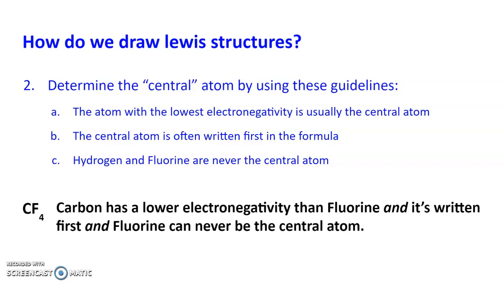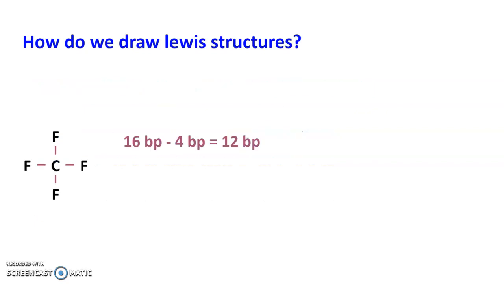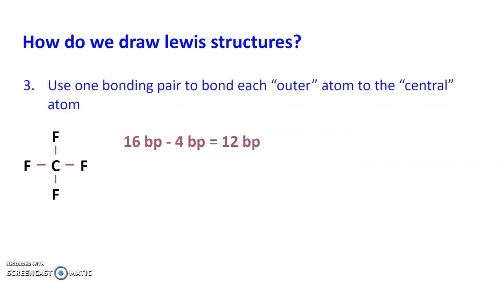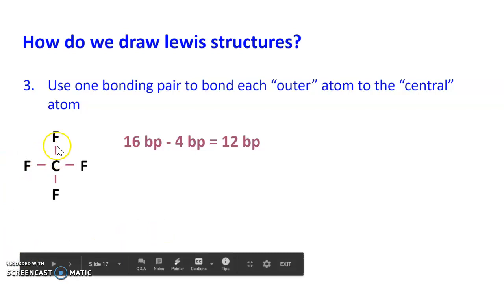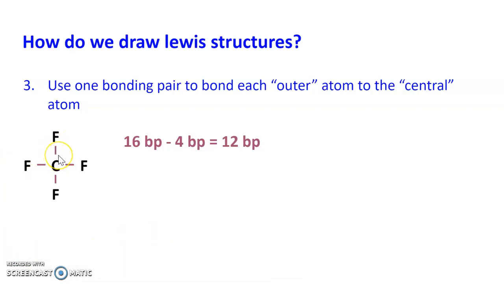Therefore, carbon must be the central atom. So now that we know our central atom, we can move on to the next step, which is to start to build this thing. So we're going to use one bonding pair to bond each outer atom to the central atom. Now recall that a line represents a bonding pair. So this line stands for 2 electrons. You could draw 2 dots, but that's a lot of effort. If you prefer drawing each electron individually, please do so. I like to use lines.